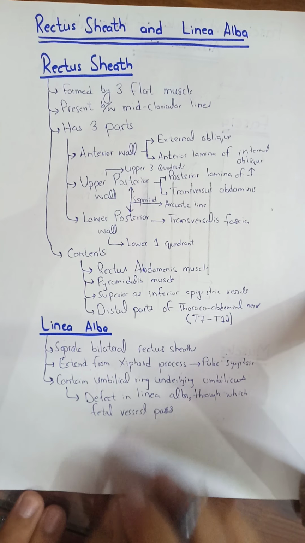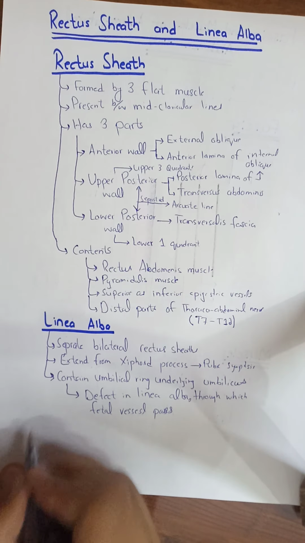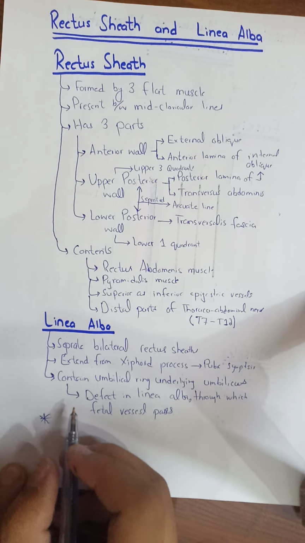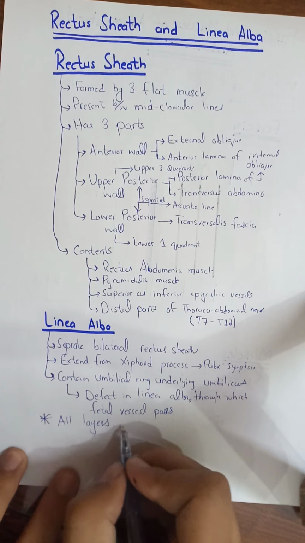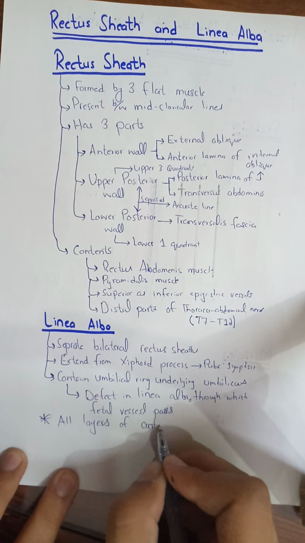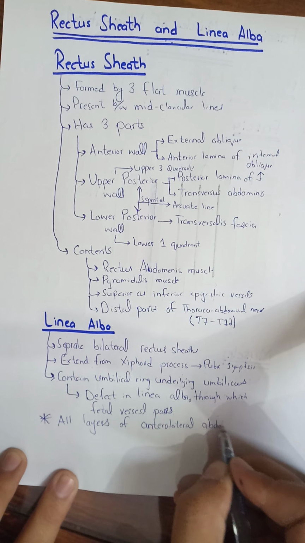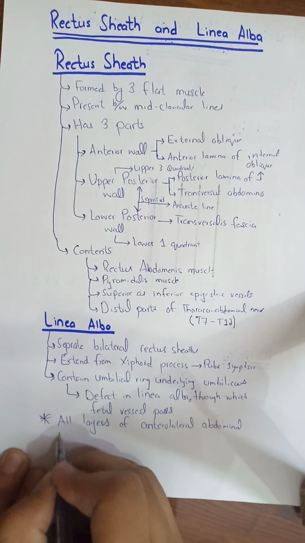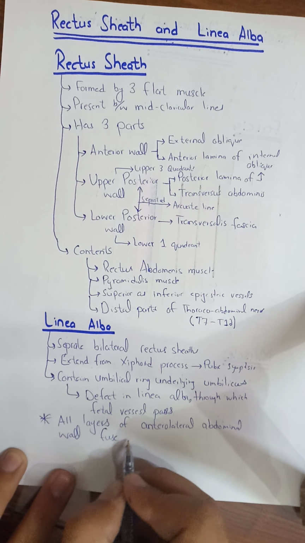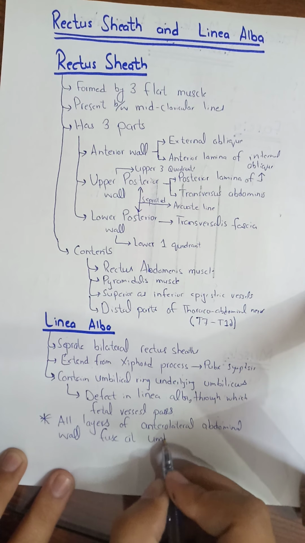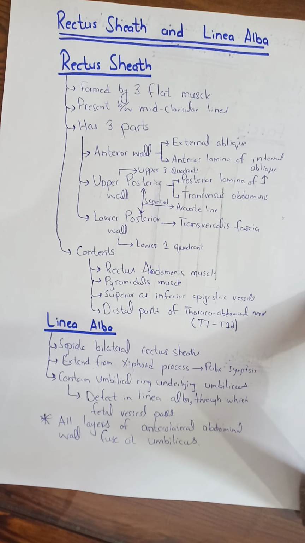And all the layers of the anterior lateral abdominal wall fuse at the umbilicus. That is a very important point. You must remember that all layers of the anterior lateral abdominal wall fuse at the umbilicus. So this was our lecture regarding the linea alba and the rectus sheath.